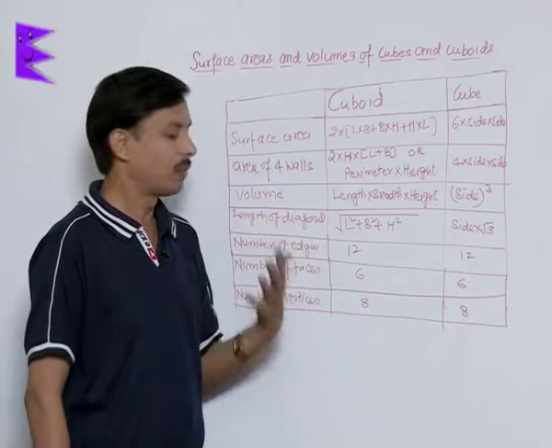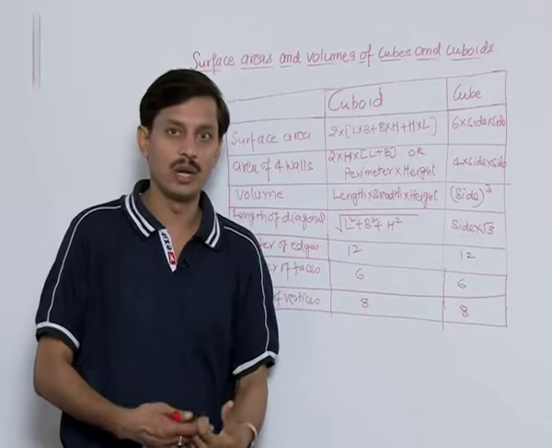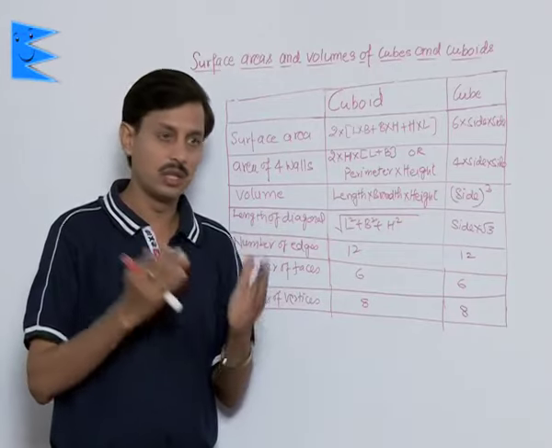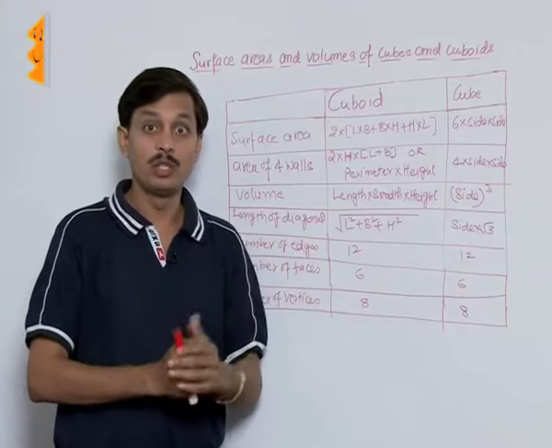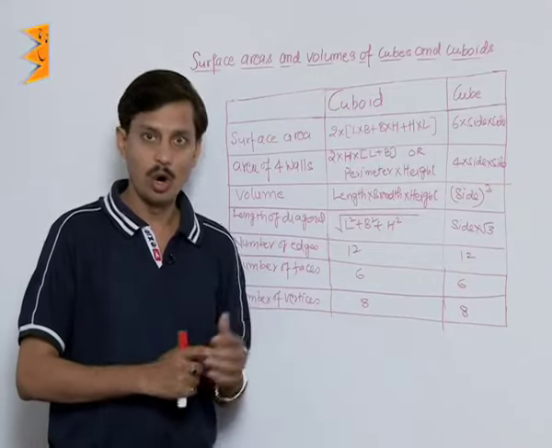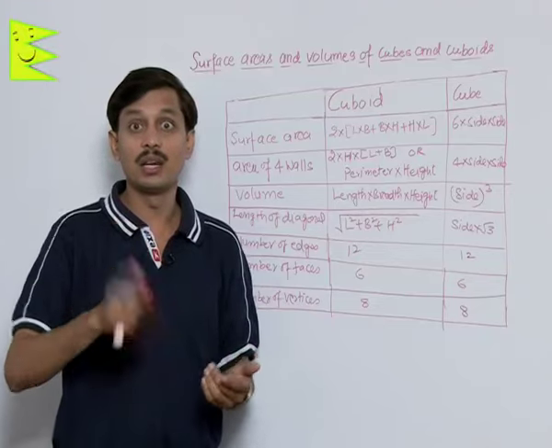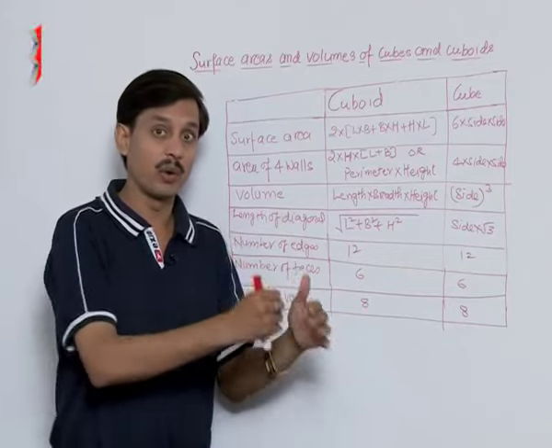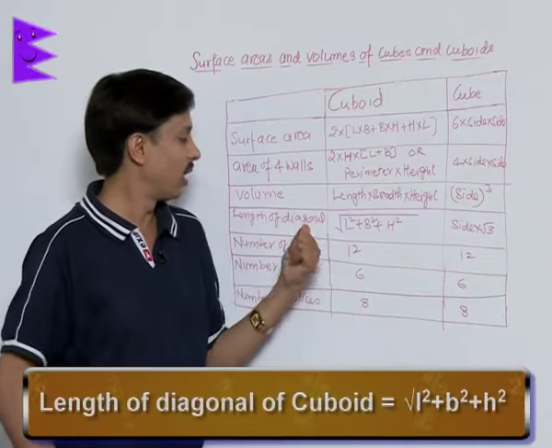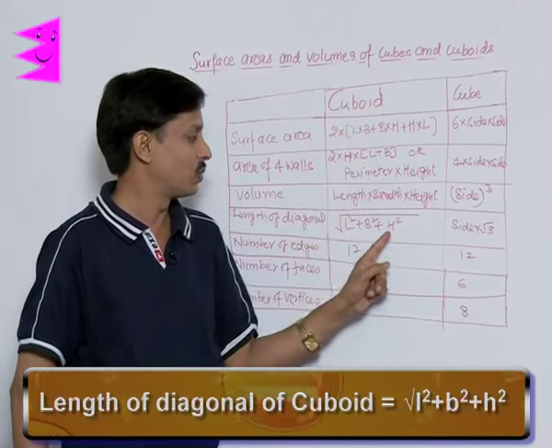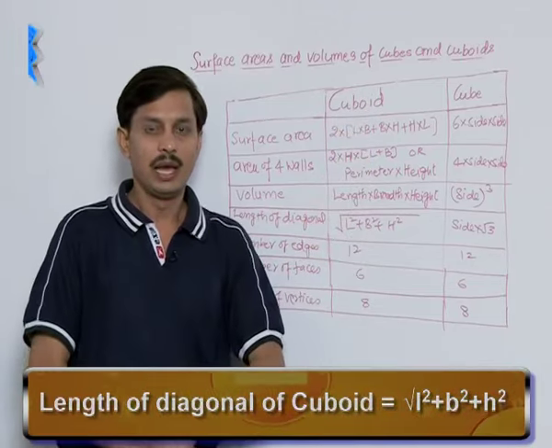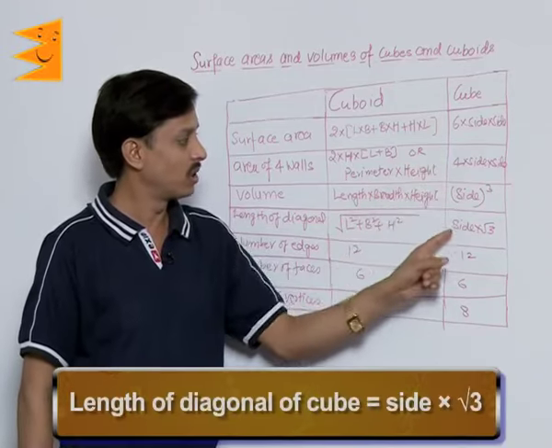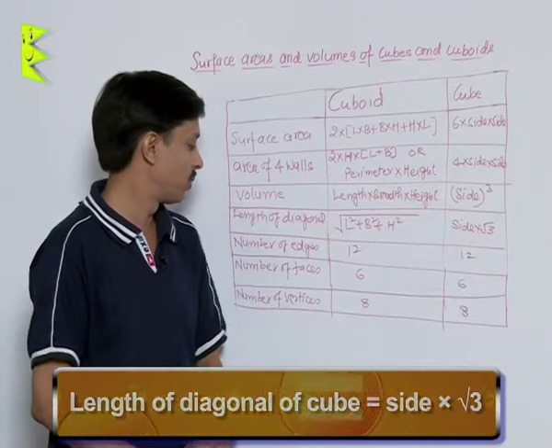If you talk about the length of the diagonal, you must know what a diagonal is. A diagonal is the line segment which joins one vertex on one face to the other vertex where none of the faces meet from where this diagonal started. The length of the diagonal in case of a cuboid is given by the root of L square plus B square plus H square. LBH, again I am telling you, stands for length, breadth and height. The diagonal of a cube is given by side into root 3, a direct formula.